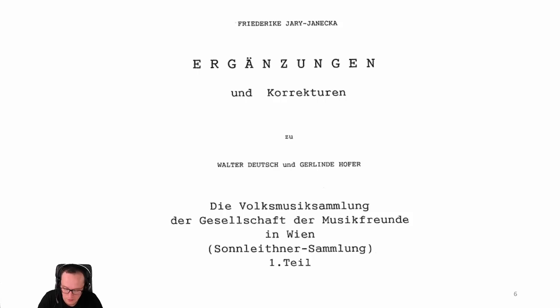The Tyrolean and Vorarlberg submissions comprise a total of 276 musical recordings, of which 119 are songs and 157 are instrumental pieces. The holdings are indicated in the systematization of Deutsch and Hofer under this shelf mark. The entire holdings of the Sonnleithner collection are now in the archives of the Gesellschaft der Musikfreunde in Vienna and can be viewed there. The collection from Tirol and Vorarlberg can be divided into a total of 5 geographical areas: Pustertal, Bozen, Trento, Imst and Bregenz.